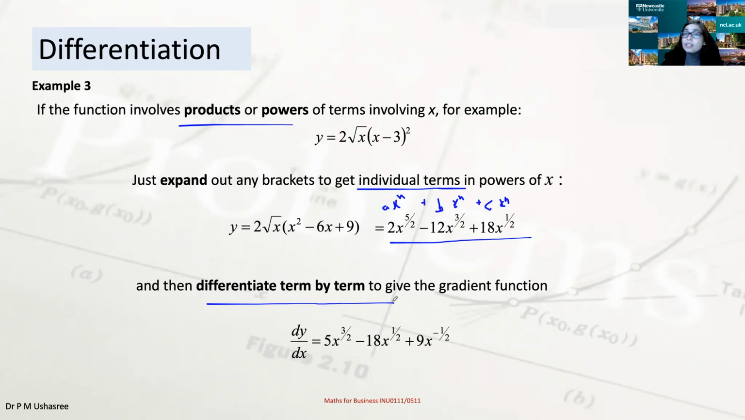Okay, so this is how you do it, yeah? So pause the video and do the problem, please, yeah?